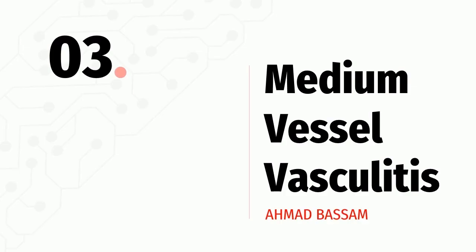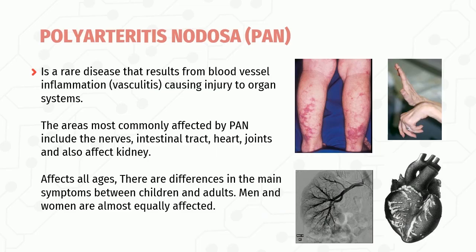Hi everybody, medium vessel vasculitis with me, Ahmed Bassam, starting with polyarteritis nodosa, which is a rare disease that results from blood vessel inflammation causing injury to organ systems. The areas most commonly affected by this disease include the nerves, intestinal tract, heart, joints, and also the kidney. This disease affects all ages.